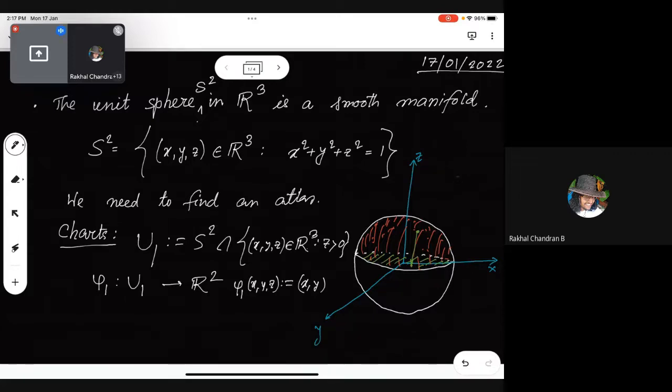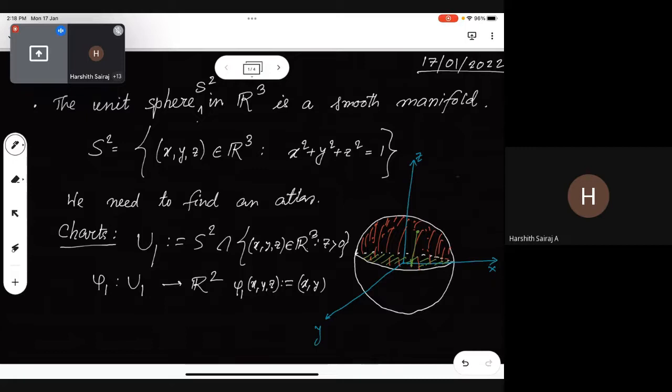Is it a 1-1 map? Sir, in U1, yes. Yeah, of course, on U1. So similarly, we will define U2.